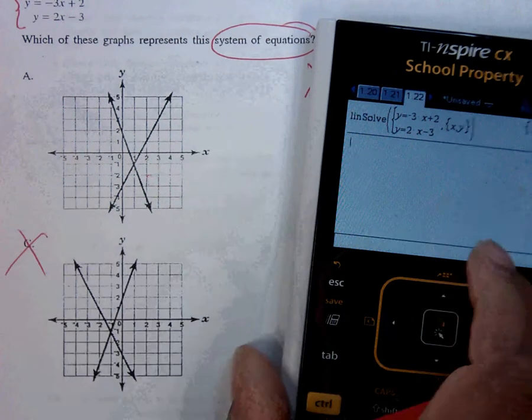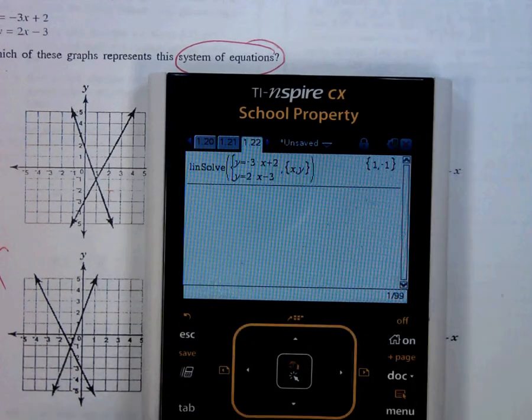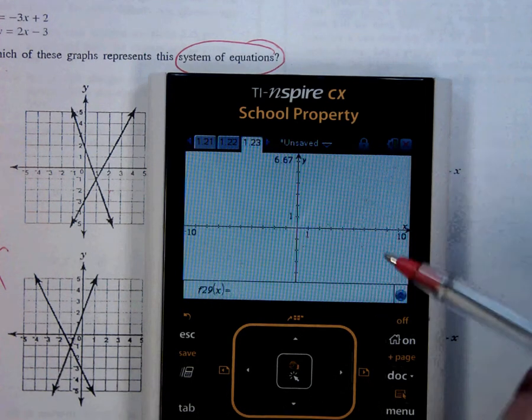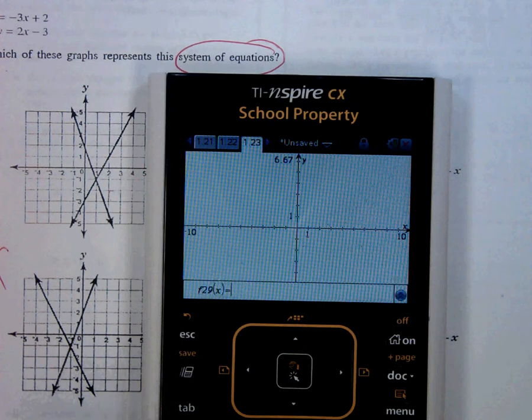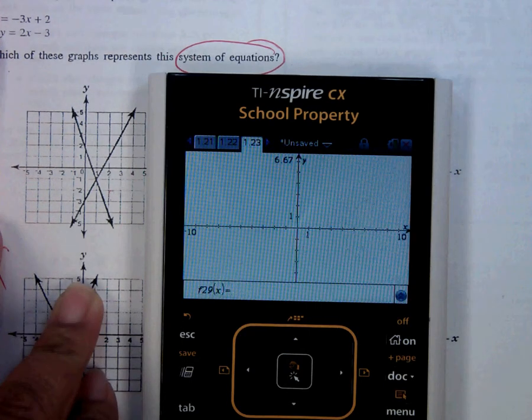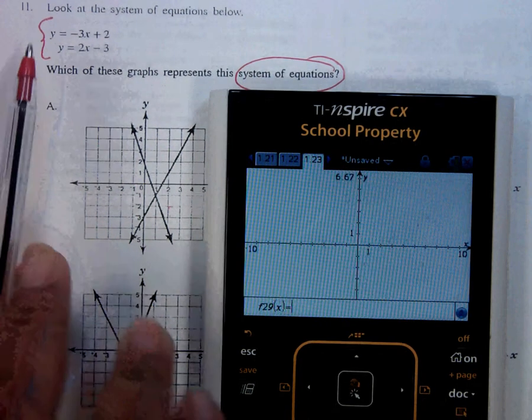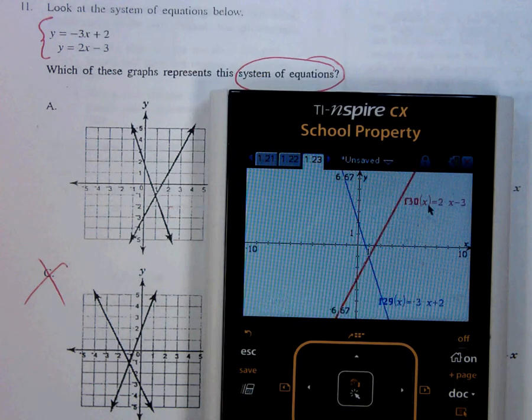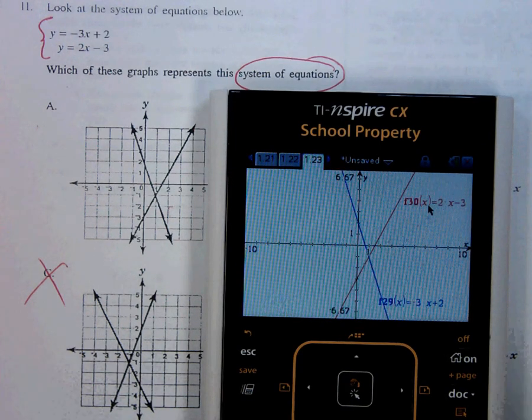But we can also do the same problem and compare the graphs. So control doc, add a graph. Remember, you don't type in the Y because it's already there. You just type in the numbers. When you're doing menu 3-2, you have to put the equal sign in the letter, but not when you're graphing. Now you can compare the graphs.